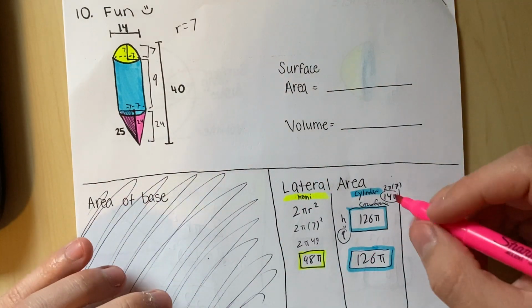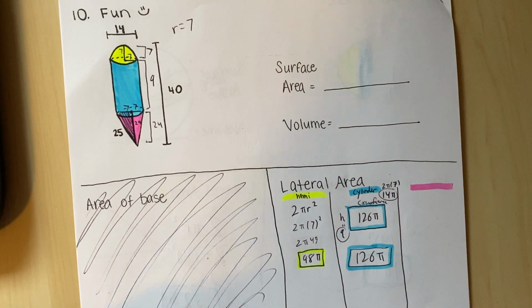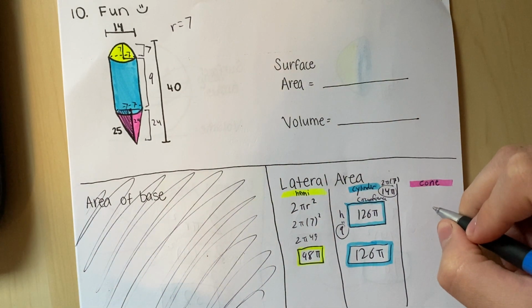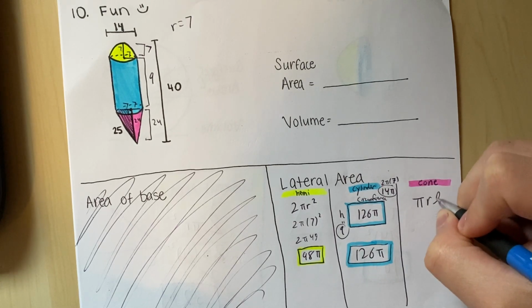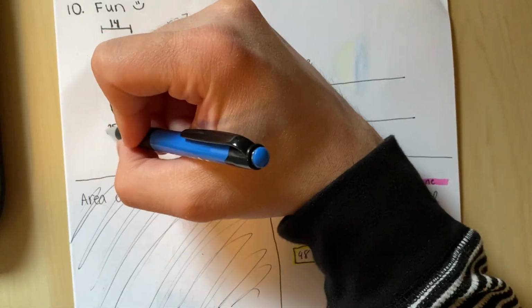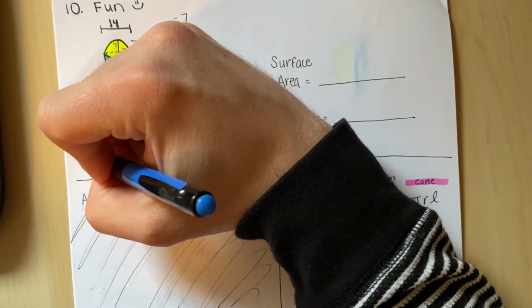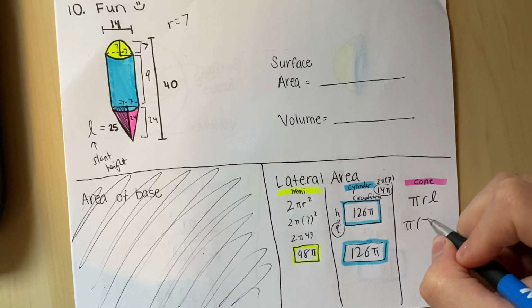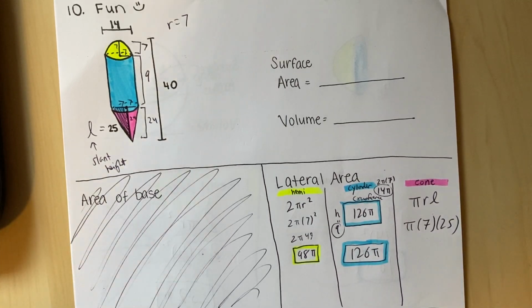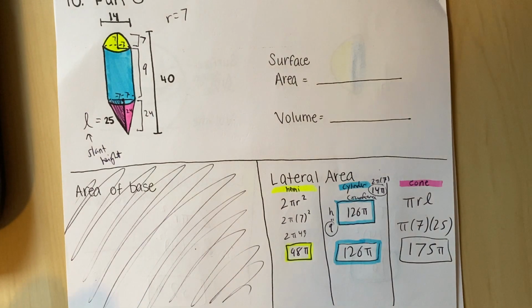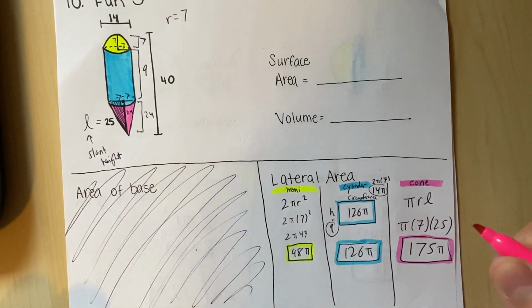Finally, my girl Connie. All right. The cone. We know that the lateral area of a cone is a nice little formula, pi r L. So this is from the notes, pi r L. We have L is 25 because that's the slant height. So this is pi times r times L, and I should get 175 pi. And that's the lateral area of the cone.